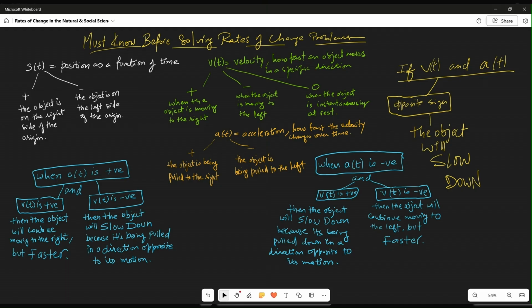But if both velocity and acceleration have the same sign, meaning both are positive or both are negative, guess what? The object will speed up.